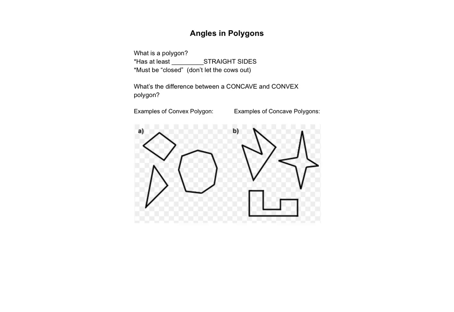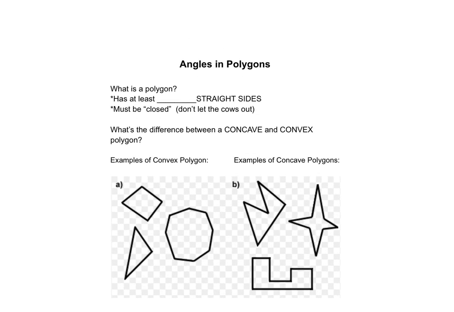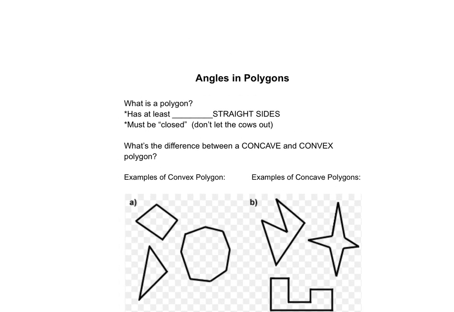Okay, today we are going to start with Chapter 7, and we are going to start looking at angles in polygons. And just remember, a polygon means a many-sided figure. So we're going to kind of start with defining what a polygon is. Poly means many. So what is a polygon? Well, a polygon, in its basic meaning here, has to have at least 3 straight sides.